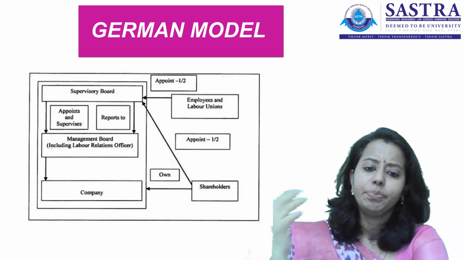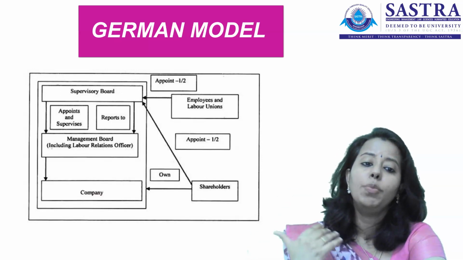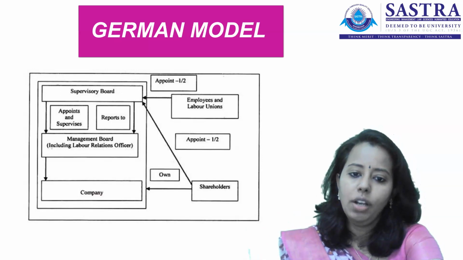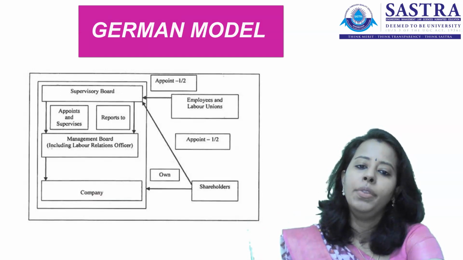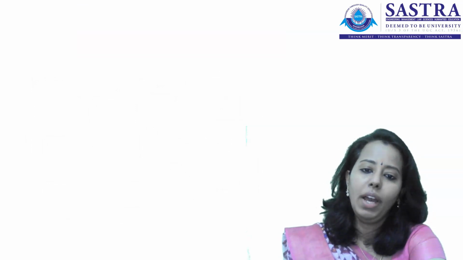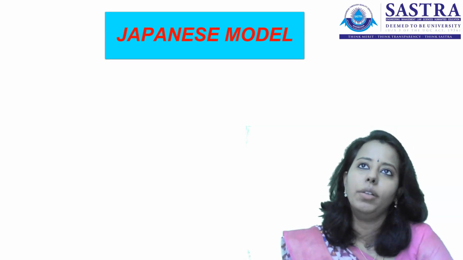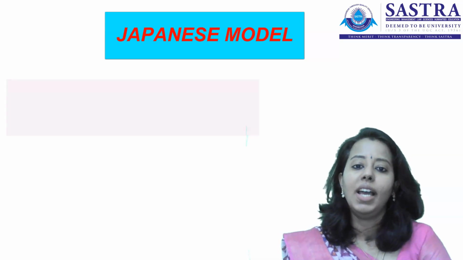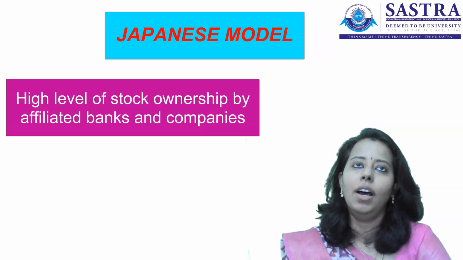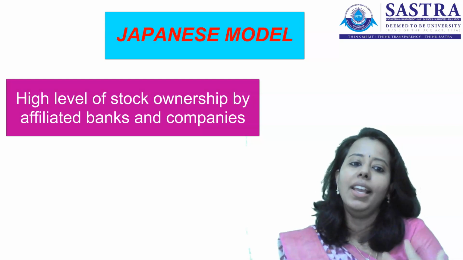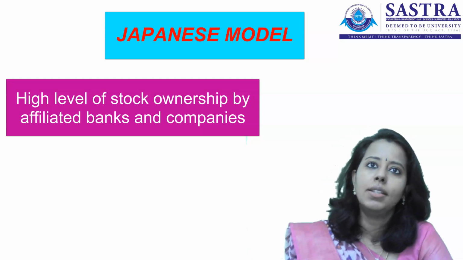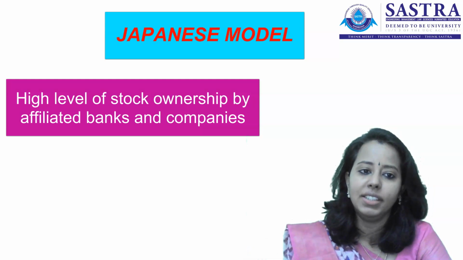As you have seen, the different elements that form the Anglo-US model, we have seen the different elements that form the German model as well. Worldwide, we have been adopting several different models, and these are the major ones. Now moving on to the third one, the Japanese model. The Japanese model is characterized by the high level of stock ownership, as it is affiliated with more of banks and companies.